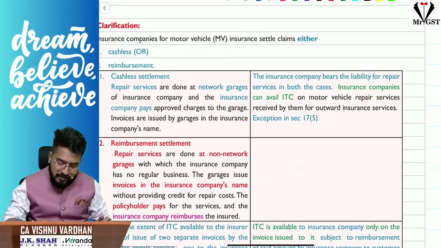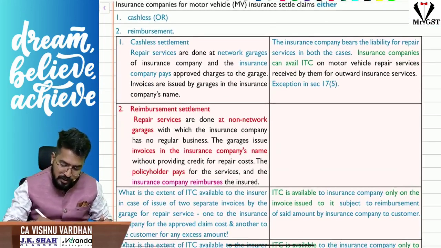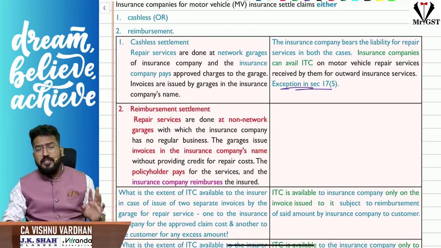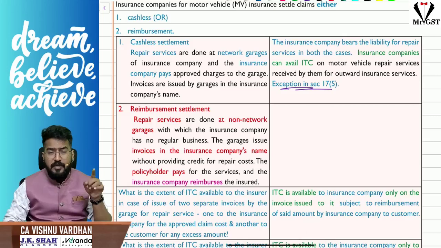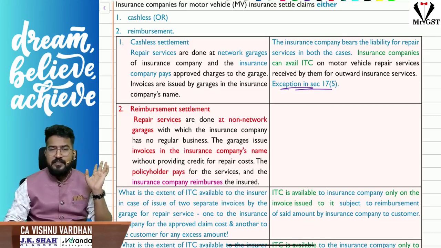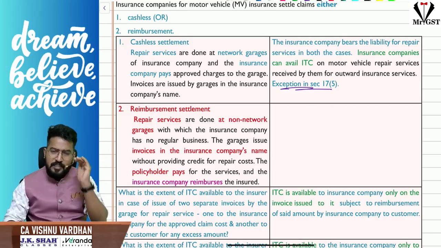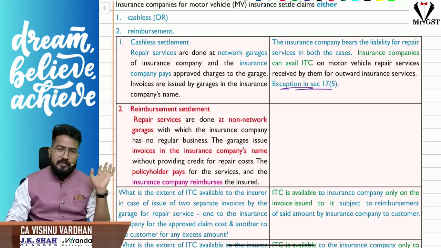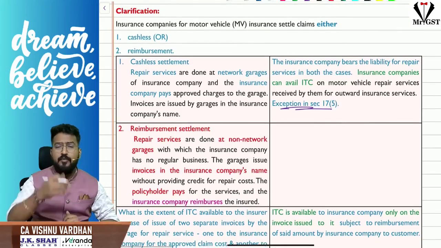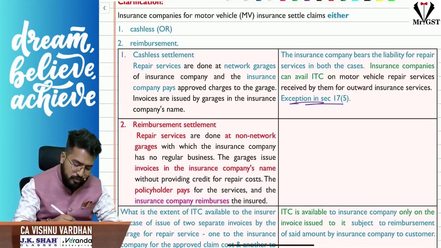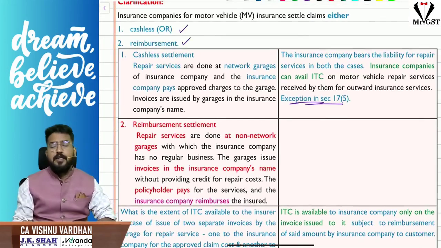If you remember section 17 subsection 5, there is an exception where normally repairs and maintenance servicing are blocked credits, but if it is a general insurance company, they can take ITC. So, sir, general insurance companies can take ITC of the repairs and maintenance taken for the vehicles. Now here the point is, sir, how they will provide this insurance. Now please understand, there are two modes. One is cashless, the other is reimbursement.